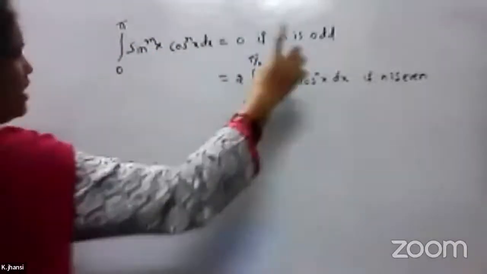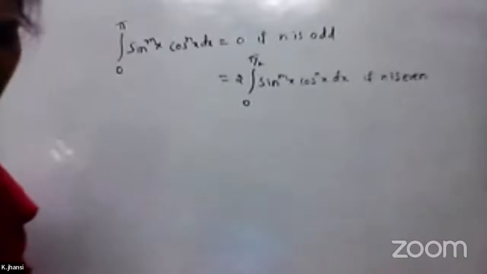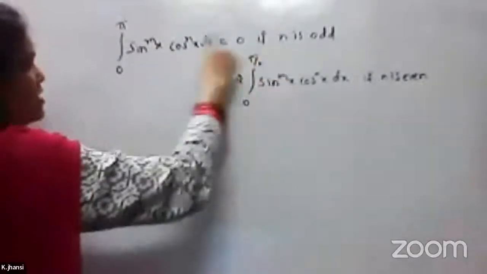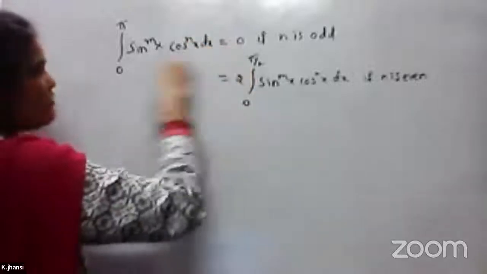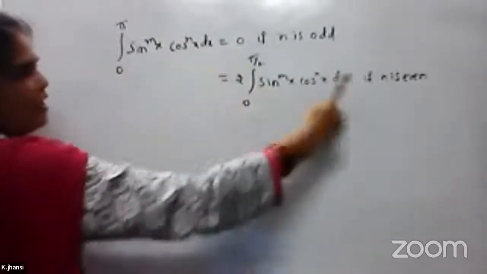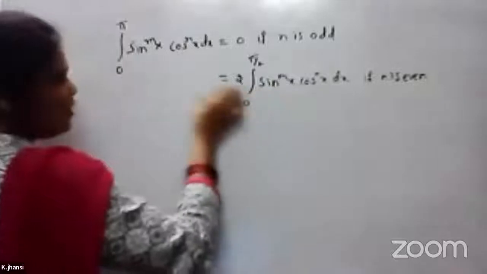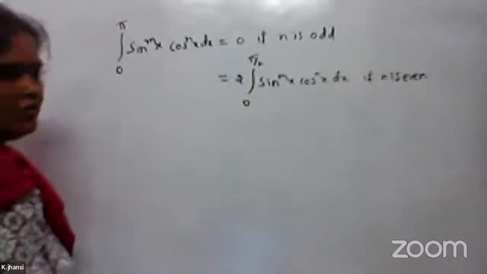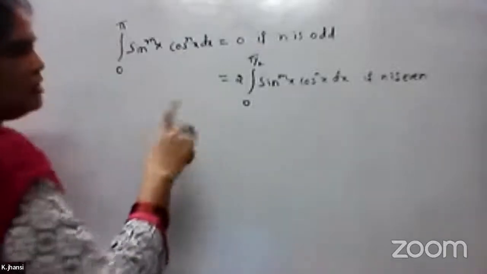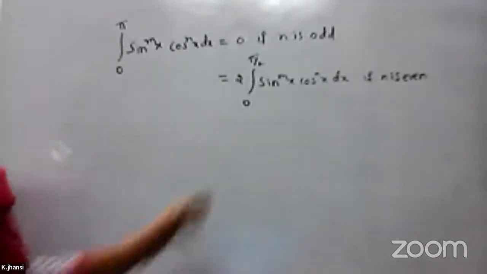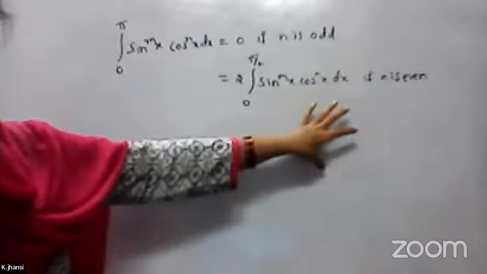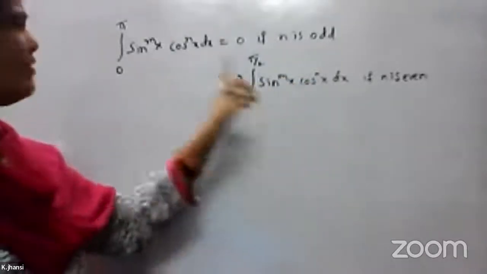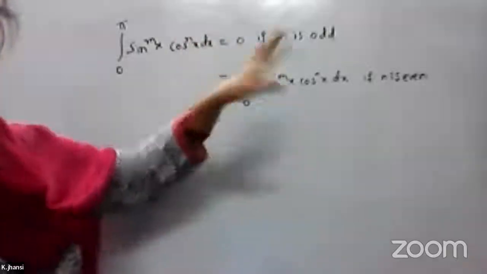If n value is odd, and if n value is odd as given in the question, then this value is equal to 0. If n value is even, you can convert into this formula, and again you can simplify that one. Okay, before this problem we have done integral 0 to pi by 2 of sine to the power of 4x cos to the power of 5x dx. So similarly, substituting there, we can solve the problem. So whenever n value is odd, you take the value as 0.